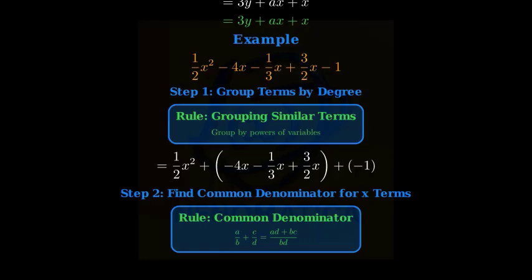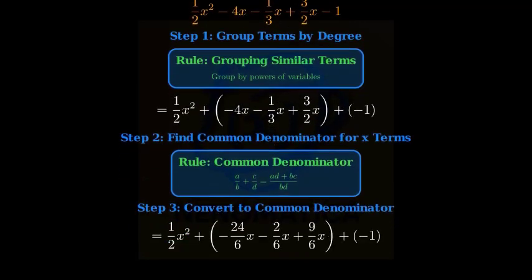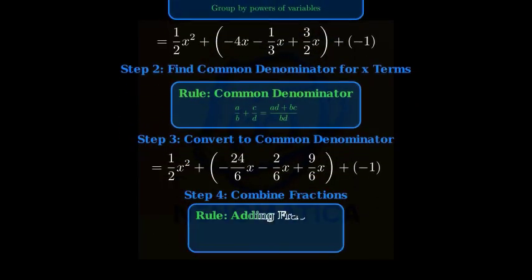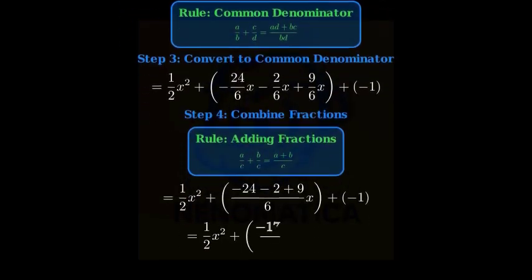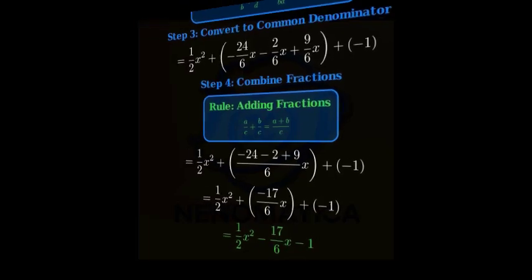Let's find a common denominator to add these fractions. Converting to the common denominator of 6, we get negative 4x is equal to negative 24/6 x, negative 1/3 x is equal to negative 2/6 x, and 3/2 x is equal to 9/6 x. Adding these together, negative 24/6 minus 2/6 plus 9/6 equals negative 17/6. So our final answer is 1/2 x squared minus 17/6 x minus 1.